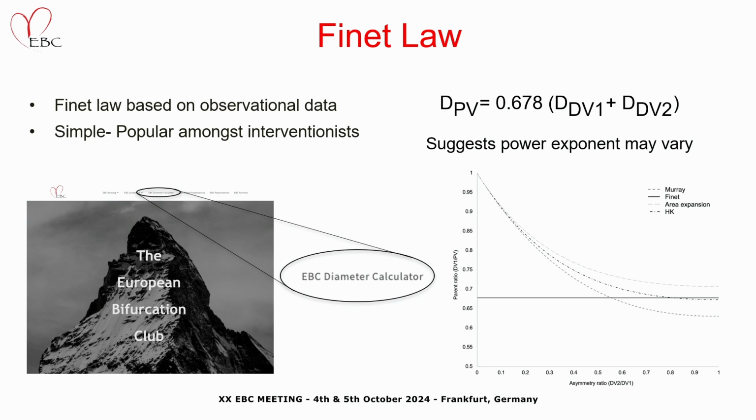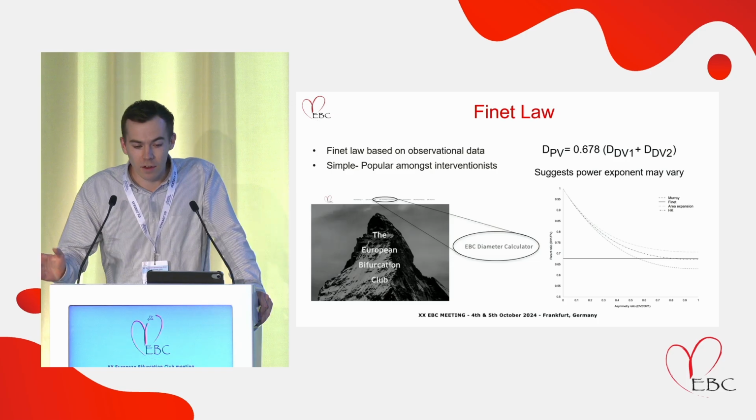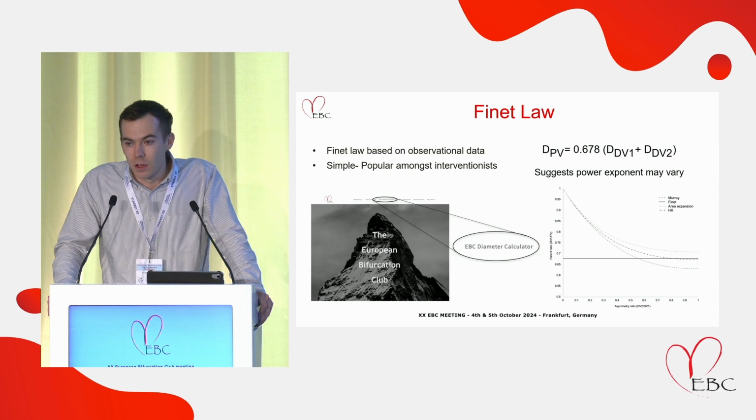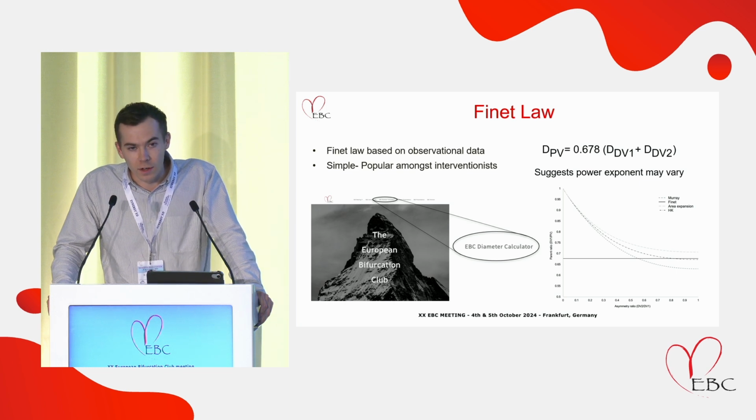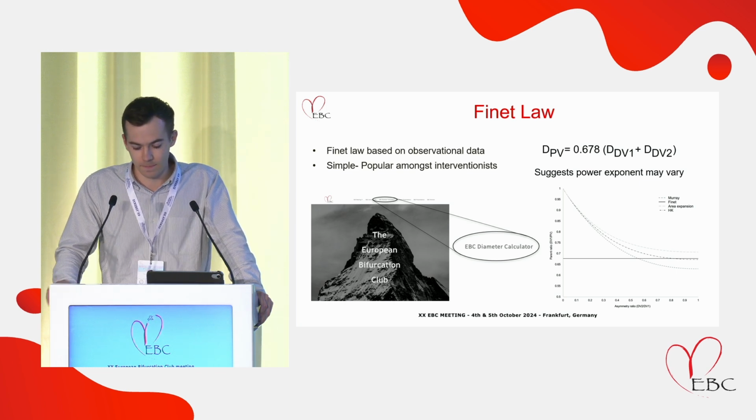One important technical detail to note about Finet's law and how it differs from Murray's and Huo-Kassab is Finet's law implies that the power law exponent can vary over the coronary tree, and that variance occurs with vessel symmetry. So for symmetrical vessels, Finet's law would imply an exponent of 2.3, and this exponent would increase with vessel asymmetry.